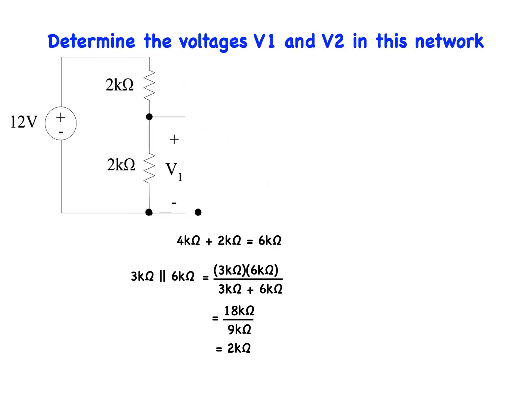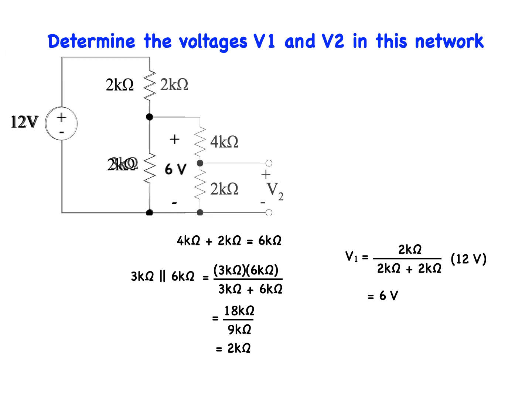Now, the voltage divider rule can be sequentially applied. V1 is equal to 2 k ohms divided by the quantity 2 k ohms plus 2 k ohms times the 12 volts, which equals 6 volts. Looking at the original network, we can again use voltage division. The voltage drop across the 2 k ohm resistor is 2 volts.